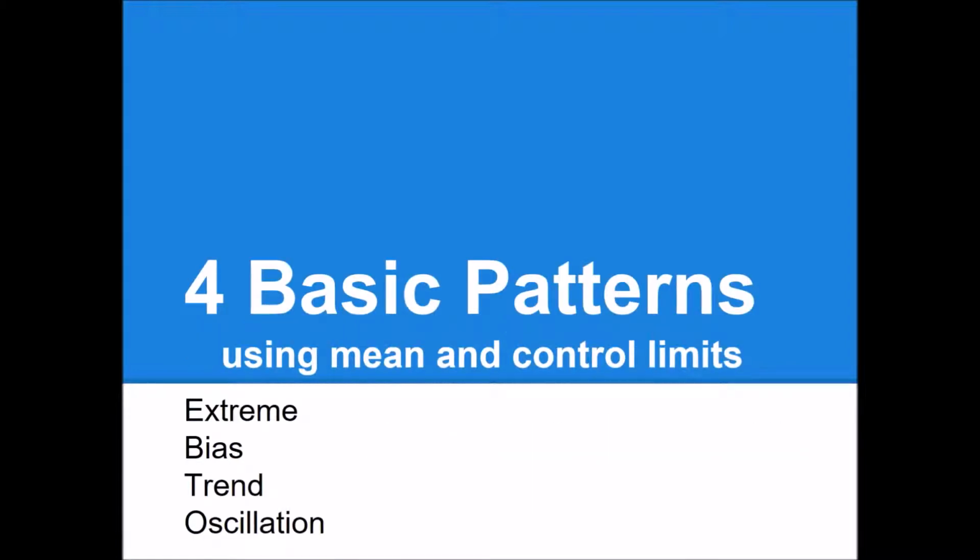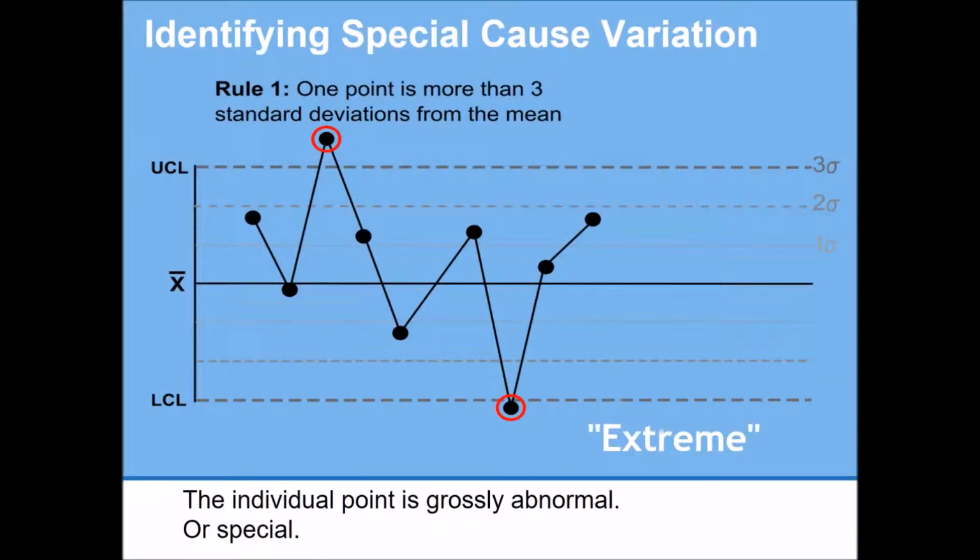The first 4 rules use the mean and the control limits of the control chart to identify trends in the data that would not be likely to occur based on only common cause variation. The first rule is the easiest to remember. We'll call it extreme. This is when one point falls more than 3 standard deviations from the mean. When that happens, the chances are something funny was going on there. In other words, this data point was not due to the normal variation in your process.